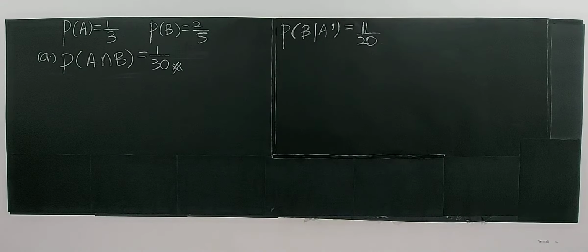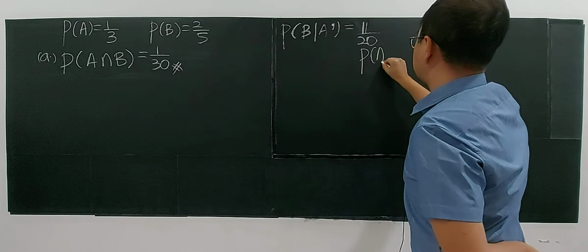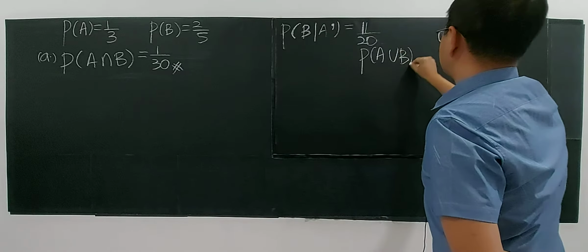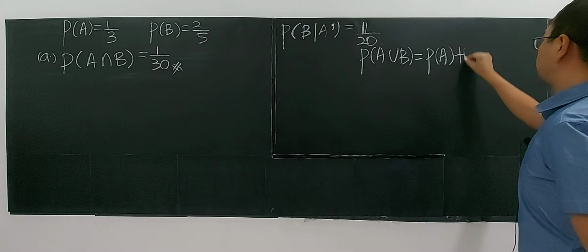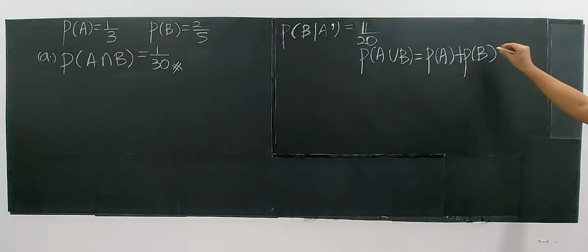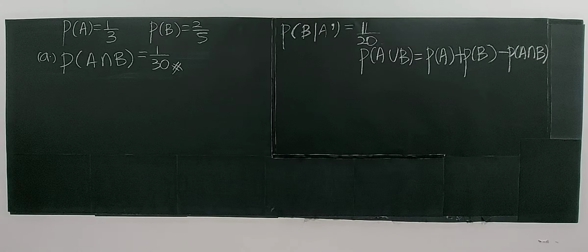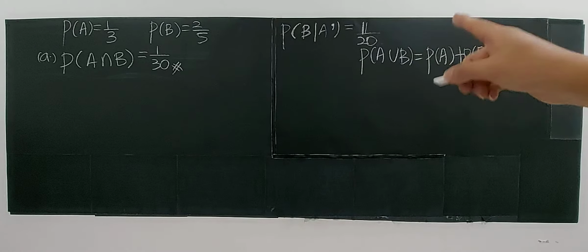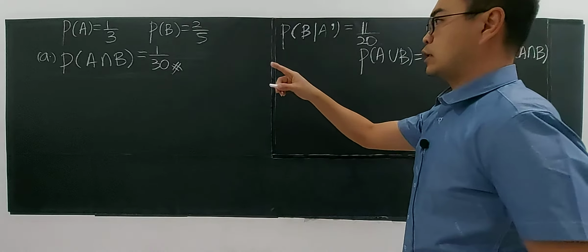So if these events are not mutually exclusive, the formula for A union B has to be complete. You have to be very familiar with this formula, because you have learned this quite many times during your secondary school. So probability of A union B is probability of A plus probability of B minus probability of A intersect B.